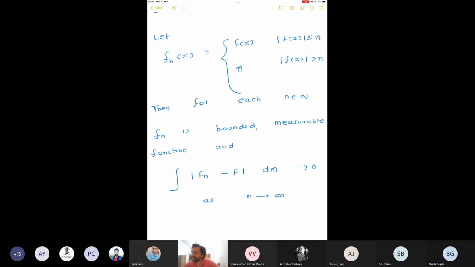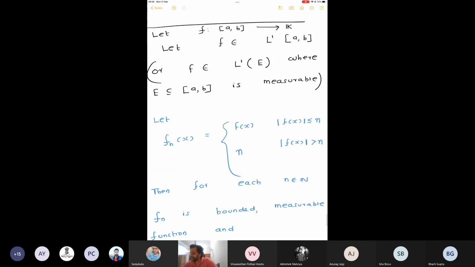Are you with me? Yes, sir. How does it follow? That follows from the fact that the modulus of the integral is less than or equal to the integral of the modulus. The modulus of the integral over E of f is less than or equal to the integral over E of |f|. Using that, once you have the integral of |fn - f| dm tending to 0, automatically you will have the integral of fn dm converging to the integral of f dm. So this is a more powerful consequence of DCT, I mean the last statement.